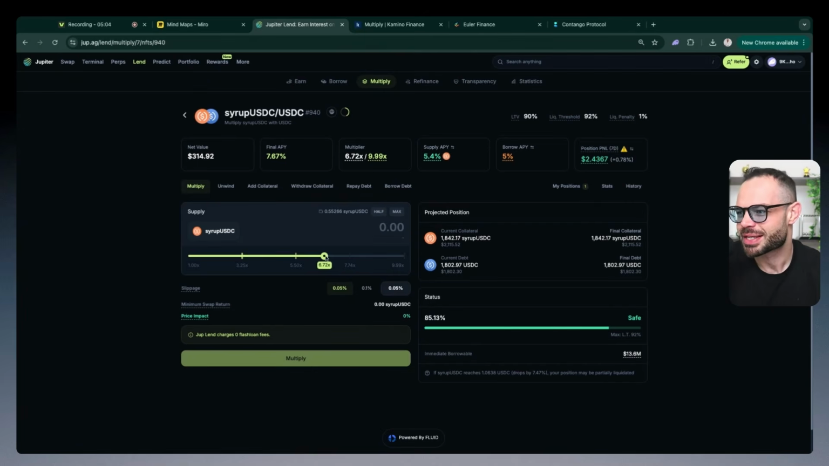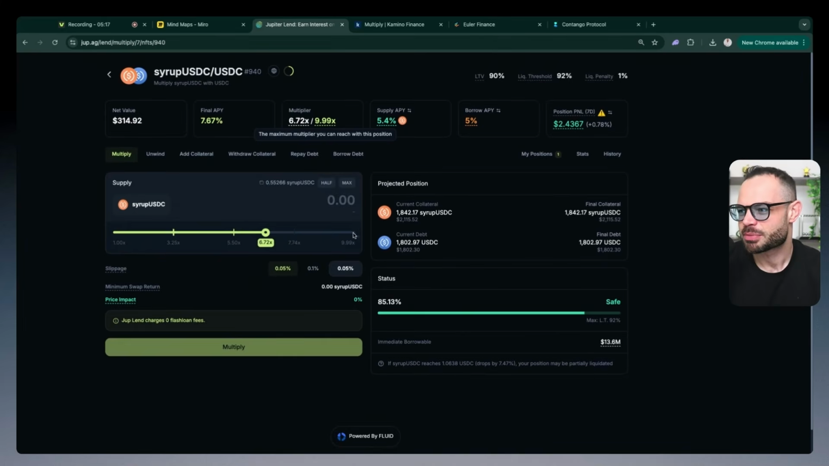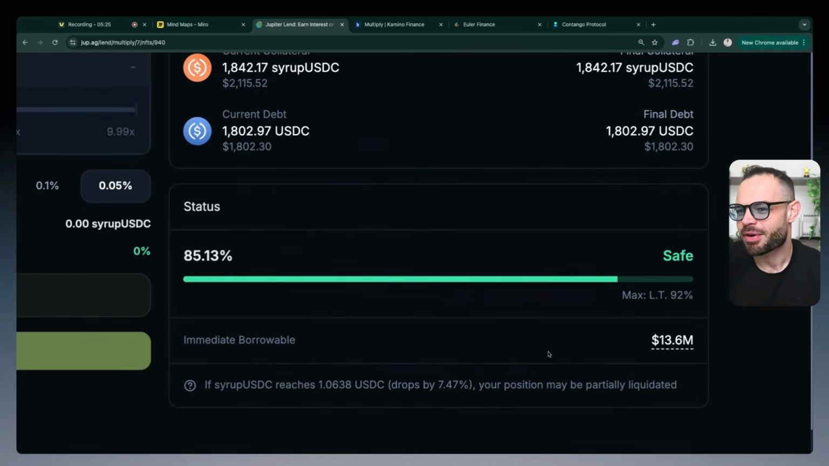And so what you're seeing here is that I've used a 6.7x multiplier. That 6.7x multiplier is allowing me to earn that 7.7% net final APY. But you'll notice if I scroll down here, the reason I'm using that 6.7x multiplier, even though it will allow me to go up to a 10x multiplier, is because I like to leave at least a 5% liquidation buffer here on the position. And you can see that by doing that, at least at this moment with my 6.7x multiplier, I can actually afford a depeg by up to 7.5% here on Syrup USDC before I would even think about getting liquidated on this position.